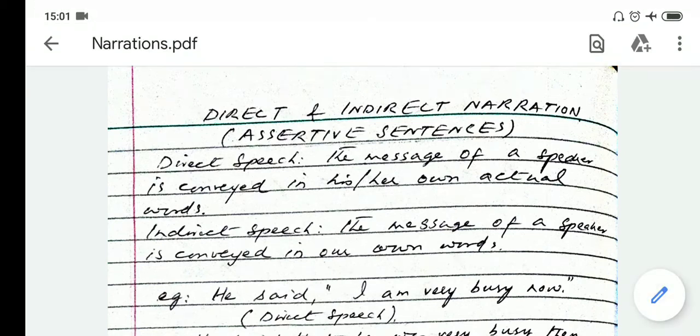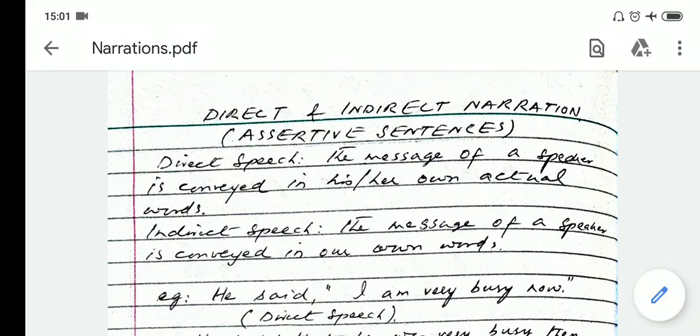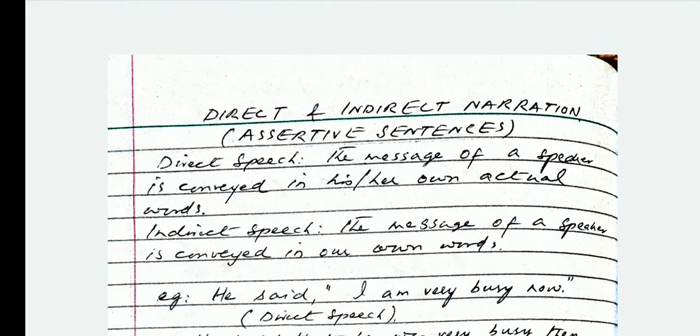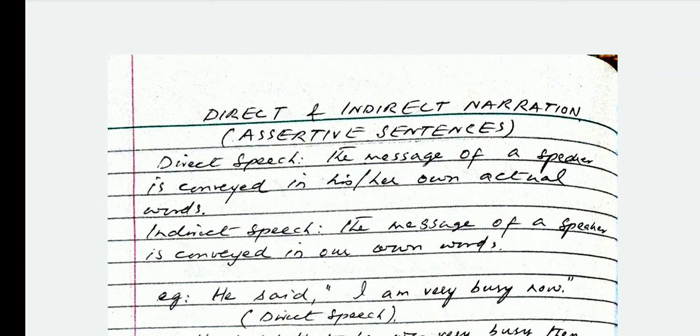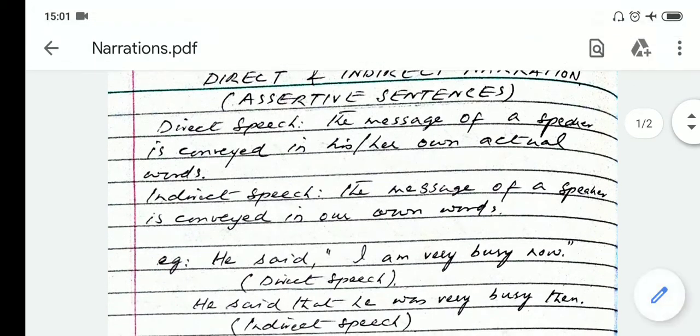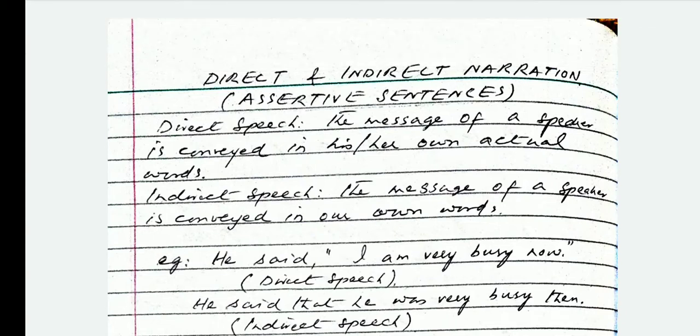First of all, what is a direct speech? Direct speech, the definition is the message of a speaker is conveyed in his or her own actual words. Right? When the message of a speaker is conveyed in his or her own actual words, this is called a direct speech. And what is an indirect speech? The message of a speaker is conveyed in our own words, that is called indirect speech.